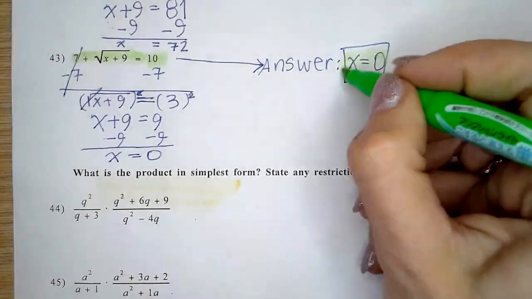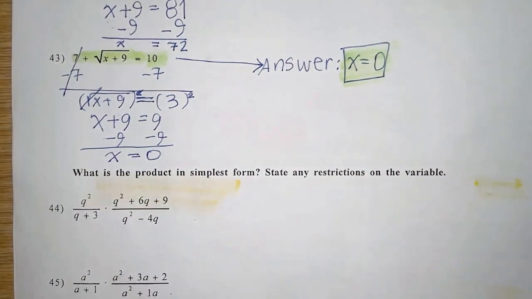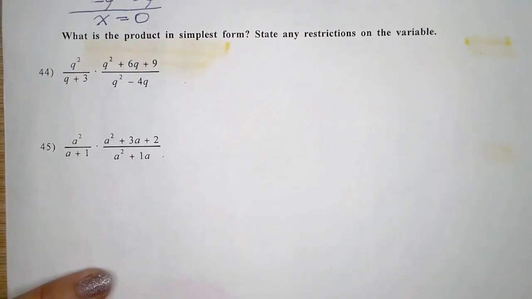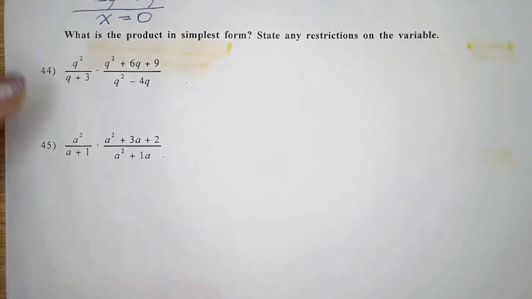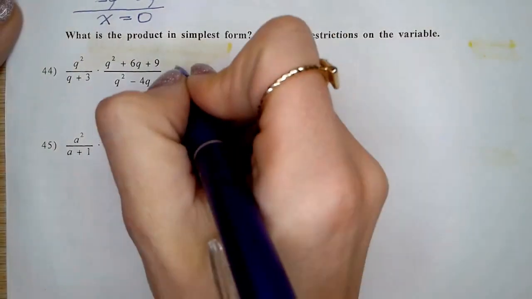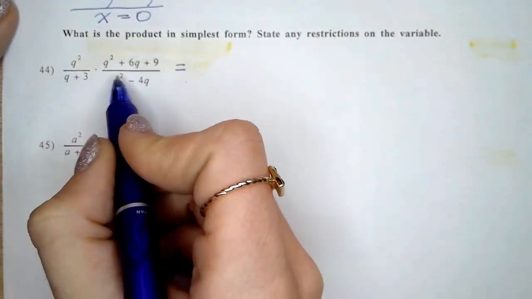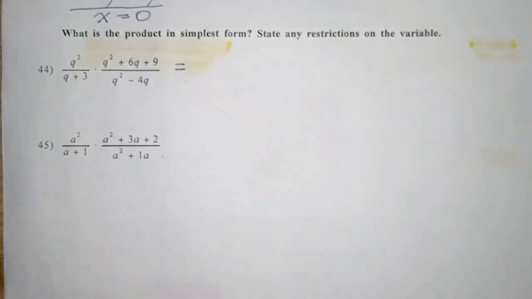Next, you can see the directions. It says, what is the product, which is the answer to a multiplication problem. What is the product in simplest form? State any restrictions on the variable. I'm actually going to also be adding one more question at the bottom. Okay, so all you need to do for these, if you remember seeing problems like this in the past, is factor, and if something matches, we're just going to cross it out from the numerator and the denominator.